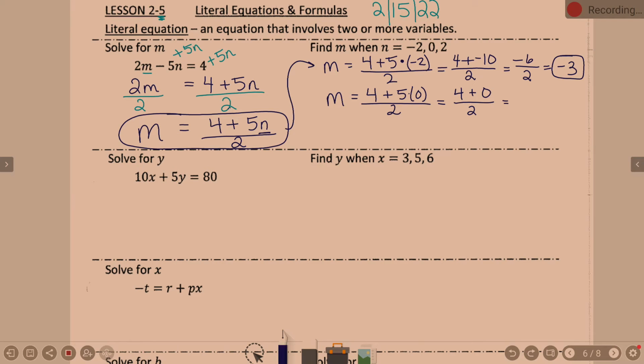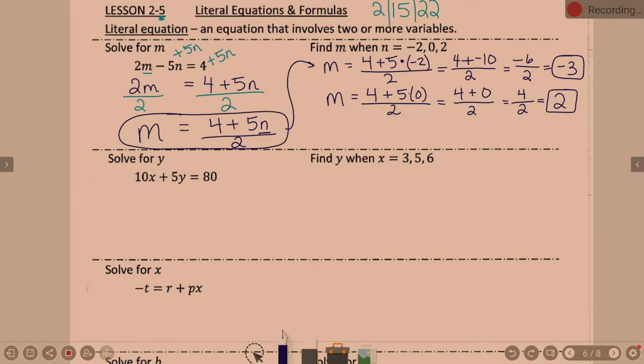Ooh, tough one. 4 plus 0 is 4. Oh, I made you overthink it, I guess. And then you have 4 divided by 2, which is 2.